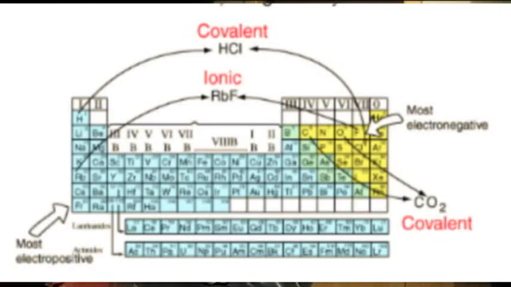Okay, got something else for you. Carbon, it's right down here. Then oxygen, the big O and the big C, they make a covalent bond of CO2. That's covalent. An ionic bond is rubidium and fluorine, the big F and the Rb.